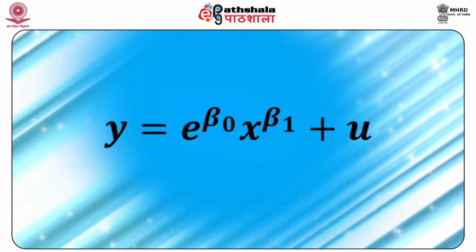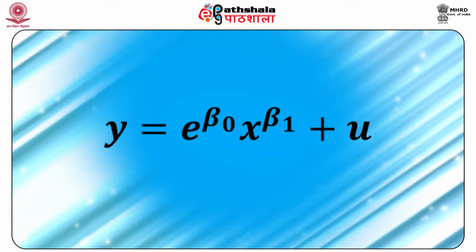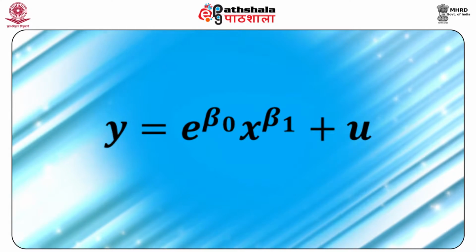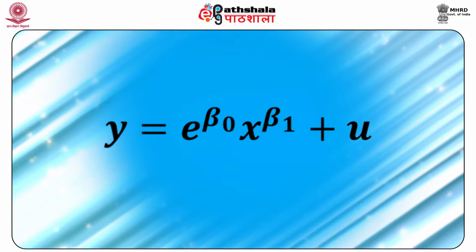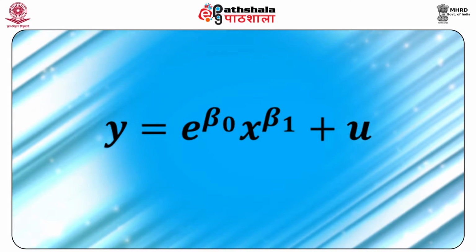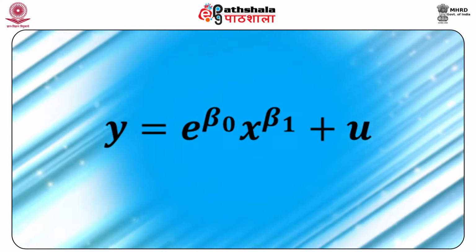However, if in this model the disturbance term is in an additive form, we will have y equal to e raised to power b0 into x raised to power b1 plus mu i. Now, this is a nonlinear model and we cannot transform this model into a linear model by taking log of both the sides. Before we proceed to various functional forms, we will look at a few definitions which will help us later.